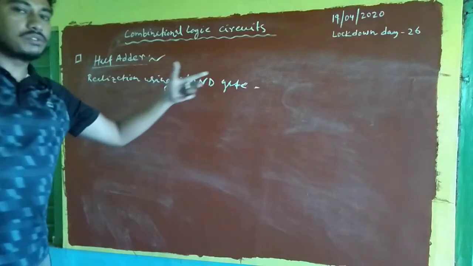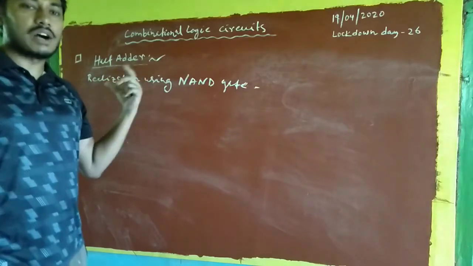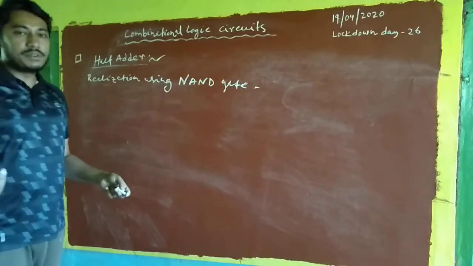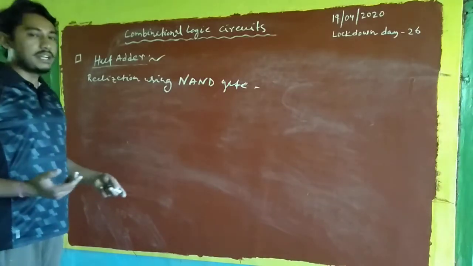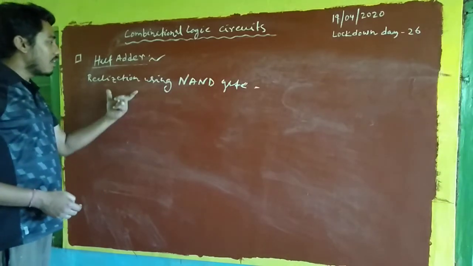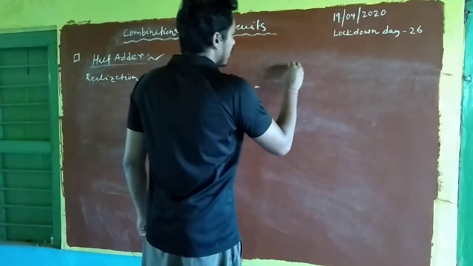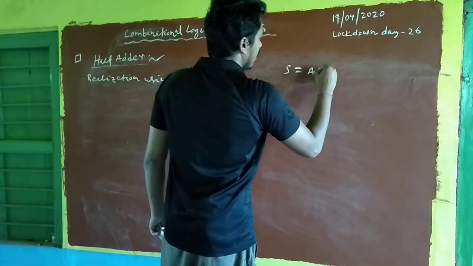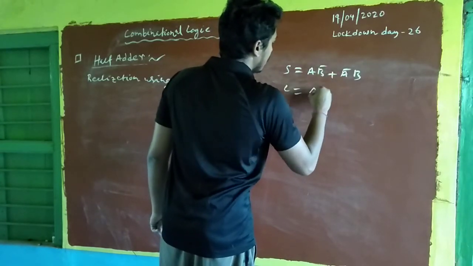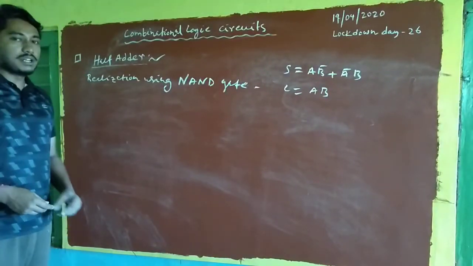Now before coming to the full adder circuit, we need to discuss the realization of the half adder using NAND gate. So we know NAND gate is a universal gate, NAND and NOR are universal gates, so we can design any circuit using NAND or NOR. Now using NAND gate, how to design the half adder? What is the expression for the half adder? We have seen that S is equal to A B bar plus A bar B and C is equal to AB.